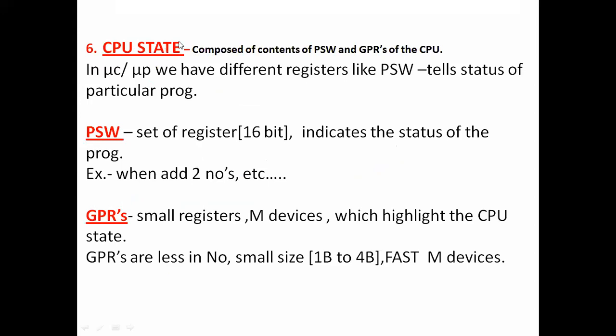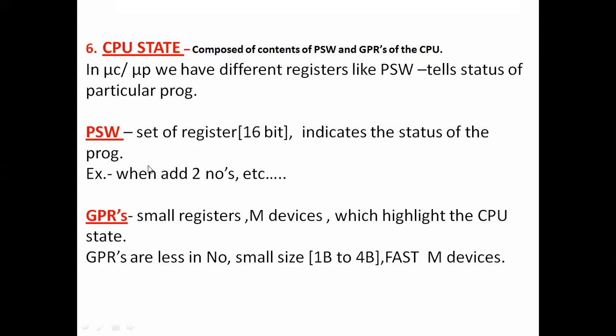The CPU state is composed of the contents of the processor status word, so-called PSW, and the general purpose registers of CPU. These words, process status word and general purpose registers of CPU, are more common in microcontrollers or microprocessors. Like in case of any microcontroller like 8051 or any microprocessor like 8086, 8085, etc., we have different registers like process status word, whose main function is to tell the status of the particular program. These PSWs are nothing but some set of registers which are usually 16-bit in length, and they are able to indicate the status of the program.